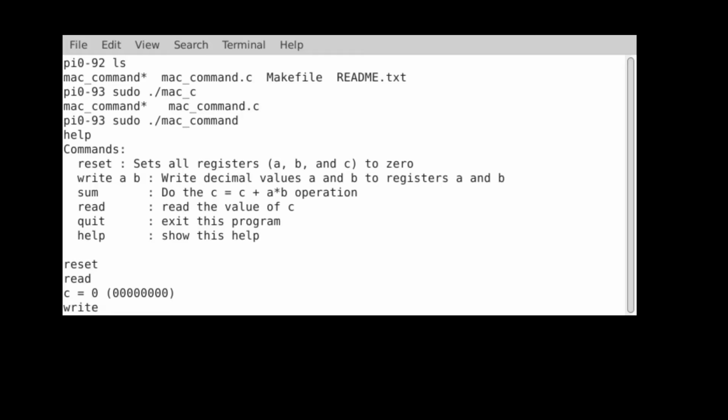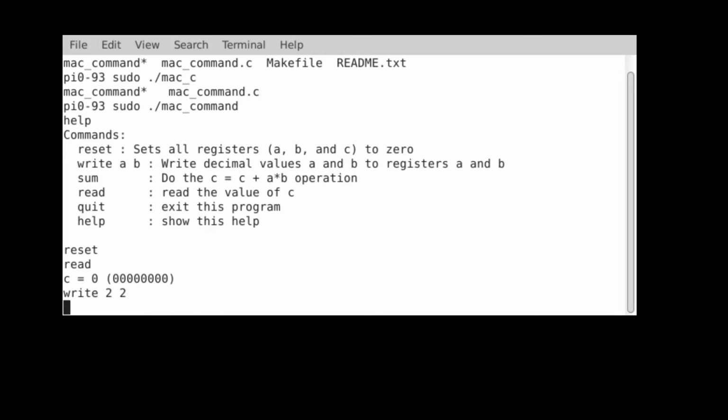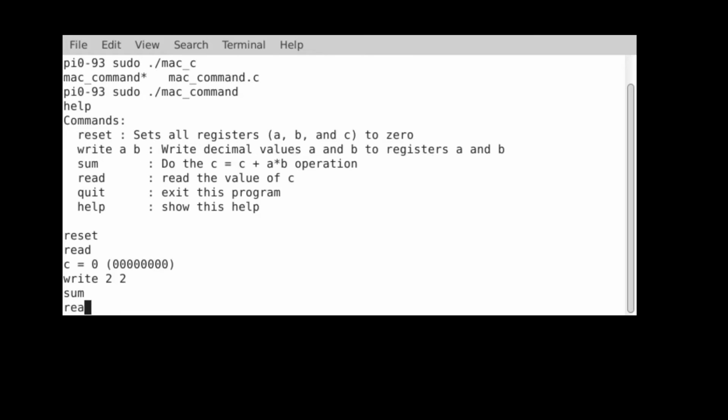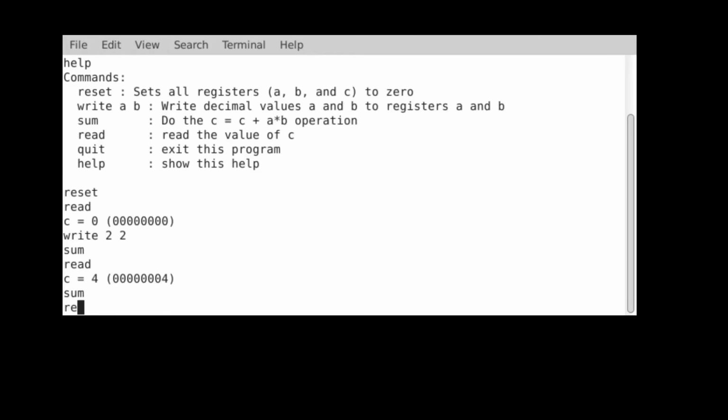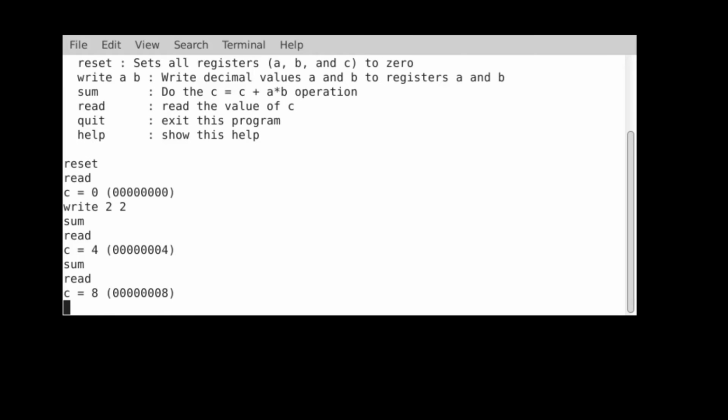So I could say 2, 2 to set A and B both to 2. And then sum does the math operation. So it sets C equal to the old value of C plus A times B. So 2 times 2 is 4. So if I do that operation, C should become 4 because 0 plus 4 is 4. Now, A and B are still 2 and 2. So if I do another sum operation, that will add another 4 to C. So 4 plus 4 again, and C will become 8.